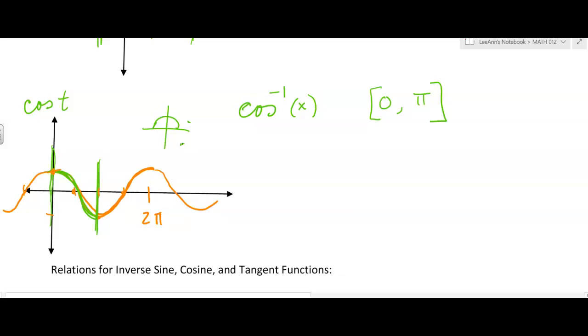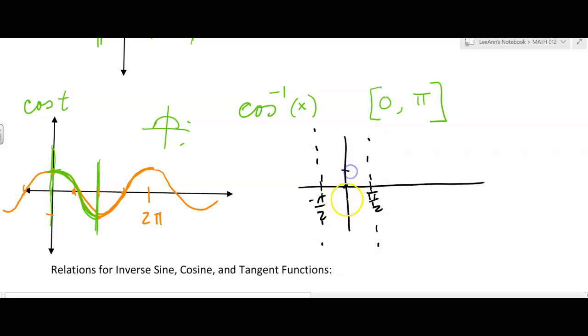Okay? And then I wanted to do tangent, so I'm going to draw that in. So if you remember tangent, we were here at pi over 2, we were here at negative pi over 2, and we had asymptotes. And then we had a curve that went something like this, okay? Now, remember, that continues. So like out here at 3 pi over 2, there was another asymptote and another curve, and it's periodic. It keeps going in both directions.